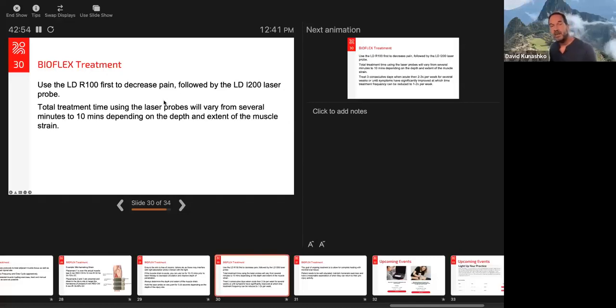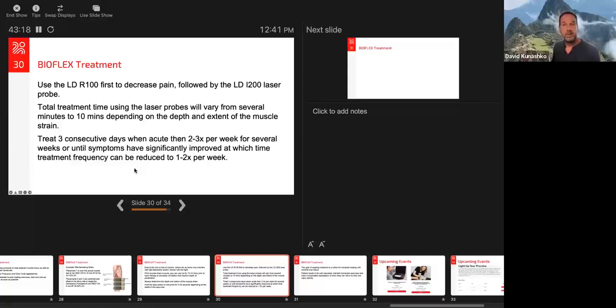Then you would follow up with the LDI 200 laser probe. Again, the total treatment time for the laser probe might be a couple minutes, it might be 6, 7, 8 minutes, or even up to 10 minutes, depending on the extent of the tissue damage, right? So typically, for a hamstring, I'm going to say 4 to 6 minutes should cover that.